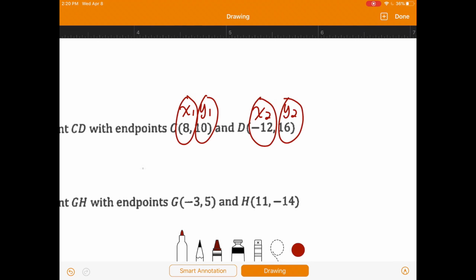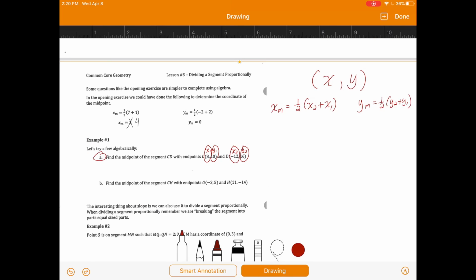Okay? You could have these swapped completely if you want, but the 1s have to go together and the 2s have to go together. I'm in the habit of going from left to right, from 1 to 2, so that is the way I'm always going to do it, and that's how my answers are always going to be in the answer key. But if you do it the other way around and you still get the same answer, then you're fine. So we're going to plug in.